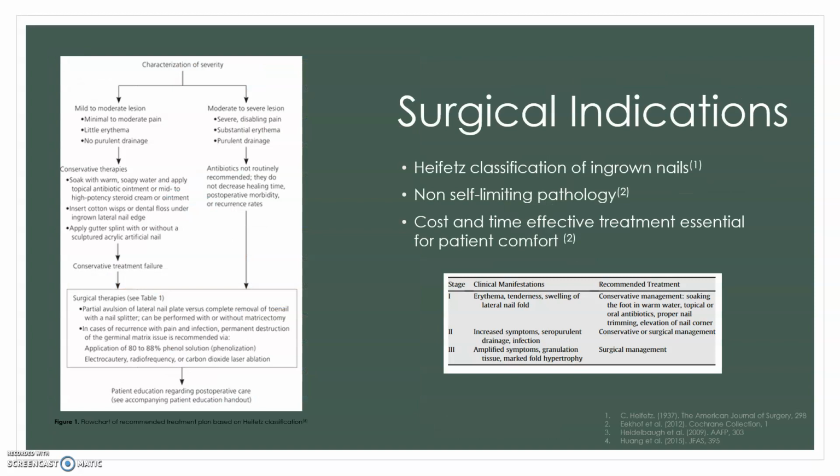Ingrown toenails are not considered to be a self-limiting condition and will continue to cause increased discomfort, pain, and functional disability if left untreated. The Heifetz 3-stage classification is commonly used to determine the most appropriate treatment technique, and stage 2 and 3 are generally treated with surgical management, with conservative management being reserved for early stage ingrowns and post-surgical prevention. Especially important for the patient is having a time and cost-effective treatment procedure that can maintain or improve their comfort.